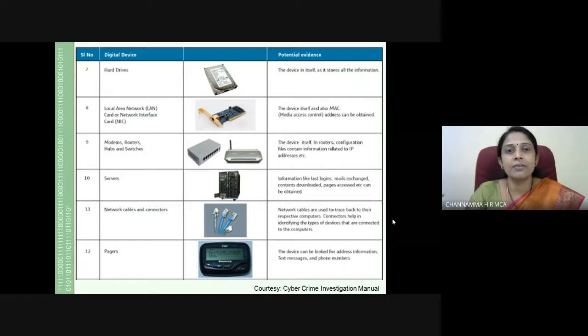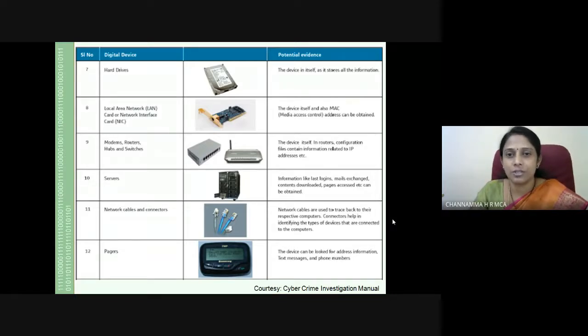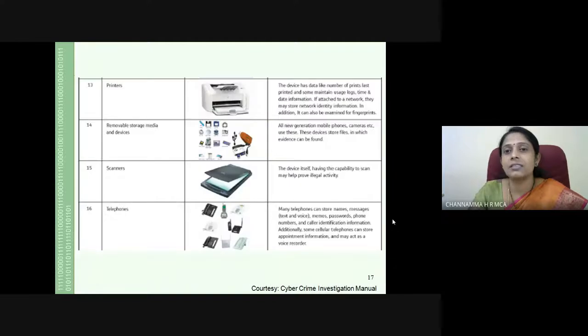And the hard drive is one of the sources of digital evidence. And the local area network card, that is the NIC, the network interface card, could be one of the digital devices; we may get digital evidence from that. And then modems, routers, hubs, switches, servers, network cables, and pagers. All these come under the digital devices from which the investigator has to collect evidence.